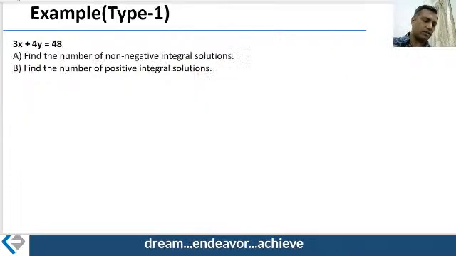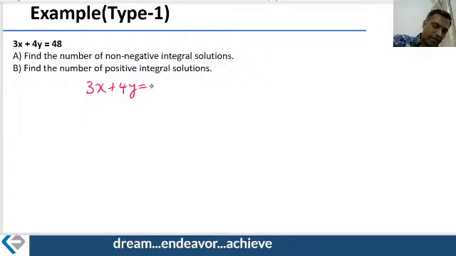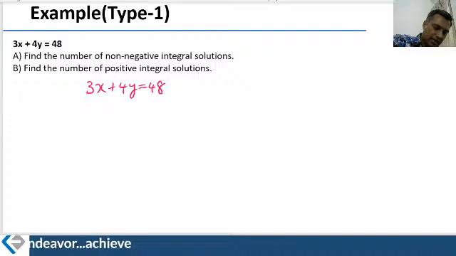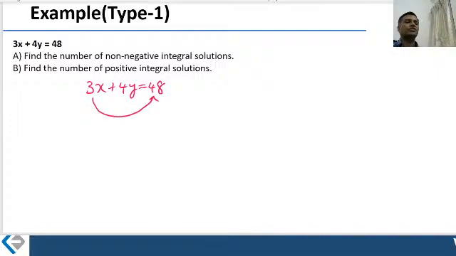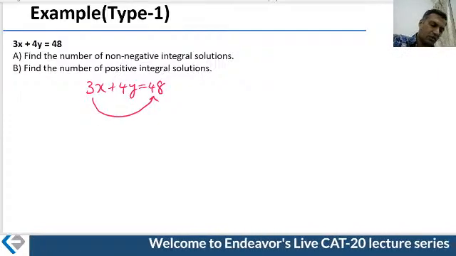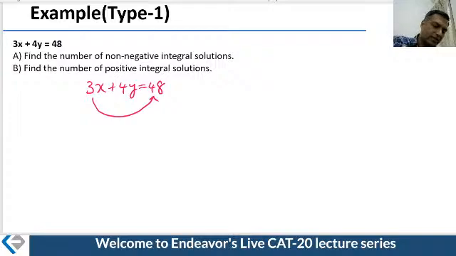Now listen to me carefully. Let's take this example here: 3x plus 4y is equal to 48. Now listen to me carefully, friends. First, always check: does the coefficient of x divide, or does the coefficient of y divide? Just check them. Okay, x only is dividing.